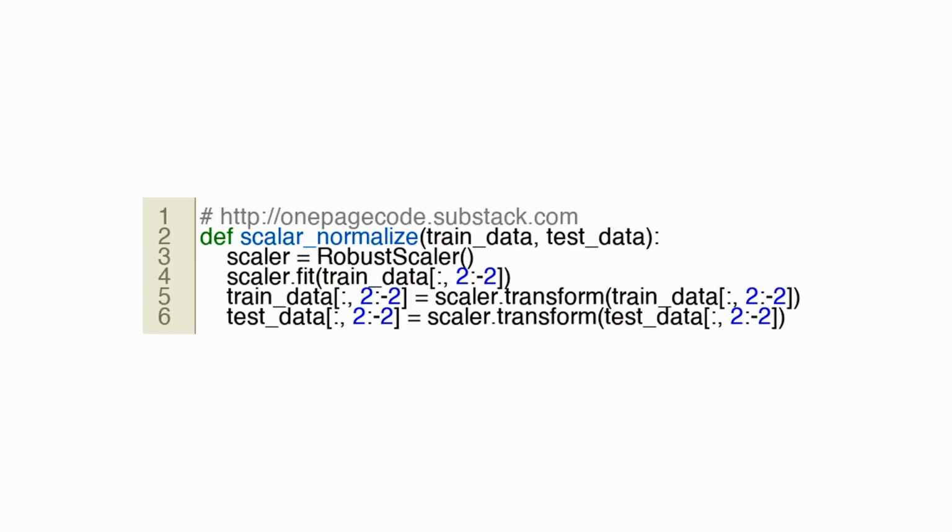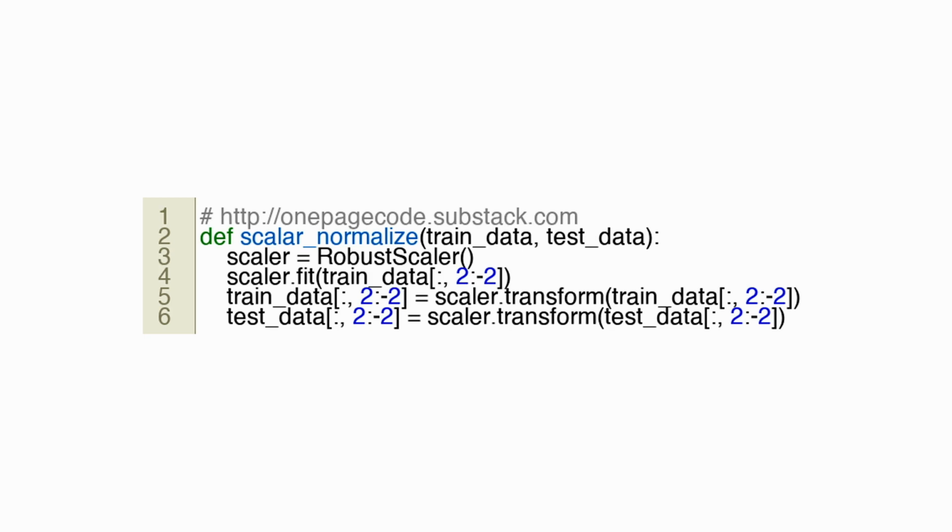This code uses the function scalar normalize to normalize the data in both the train data and test data arrays. It begins by using the robust scalar function to create a scalar object. Then, it uses the fit method to calculate the appropriate scaling values for the data in the train data array, specifically the values in columns 2 through -2. These values are then applied to the same columns in the train data array using the transform method.